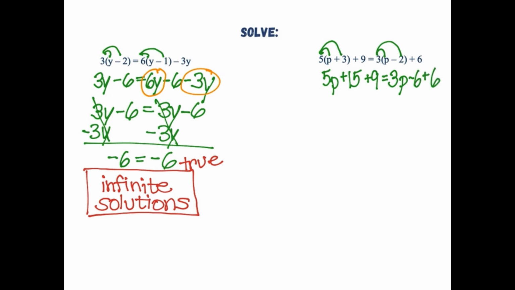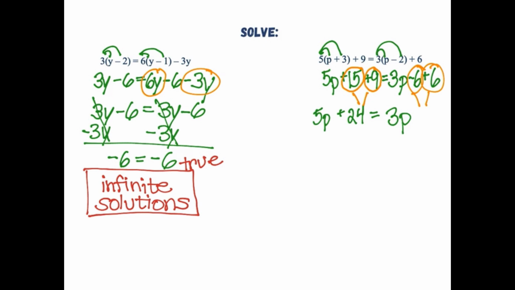Now, let's look for some like terms. First thing I see, I have like terms here and here. I can combine those. 15 plus 9 is going to be 24. Then on the other side, we have negative 6 plus 6. Now if we combine those, negative 6 plus 6, that's going to give us 0. So all we're going to bring down is 3p.